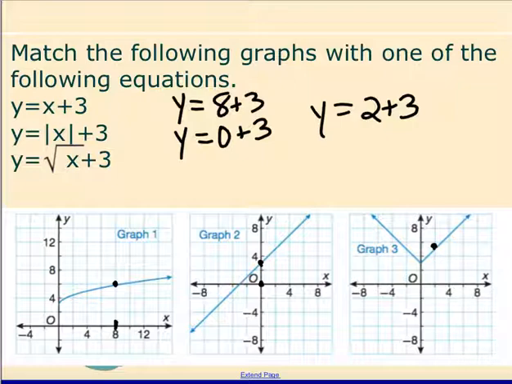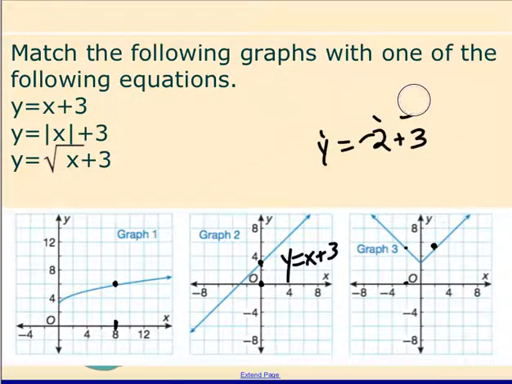So let's try another point on each of these. Let's try negative 2 for this graph number 3. So we would say y equals negative 2 plus 3. Well, that should be 1, but it comes out at 5 again. So I would say no. Graph 2 works for y equals x plus 3, which makes sense since y equals x plus 3 is a linear graph. Okay, let's figure out these other two.